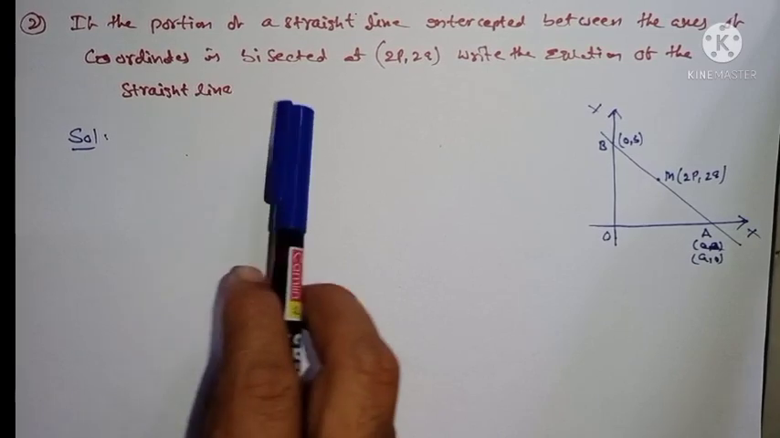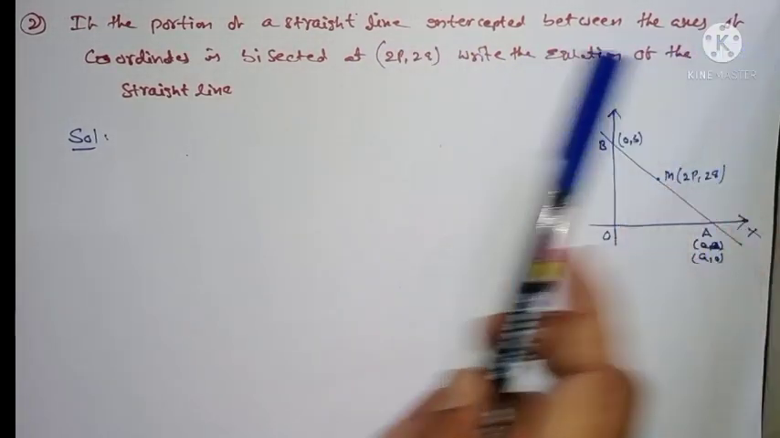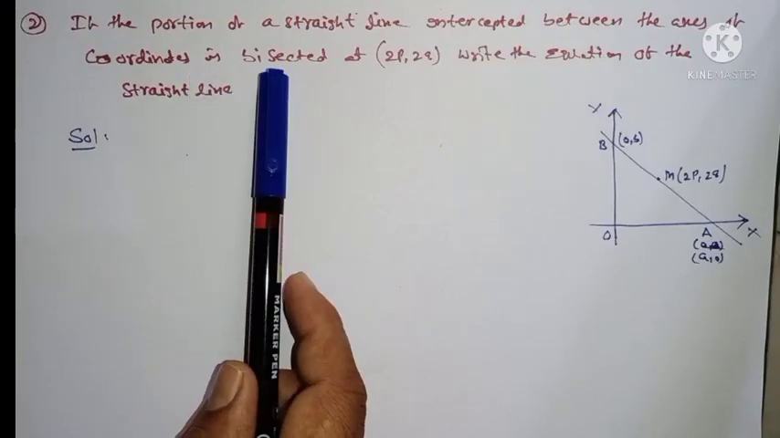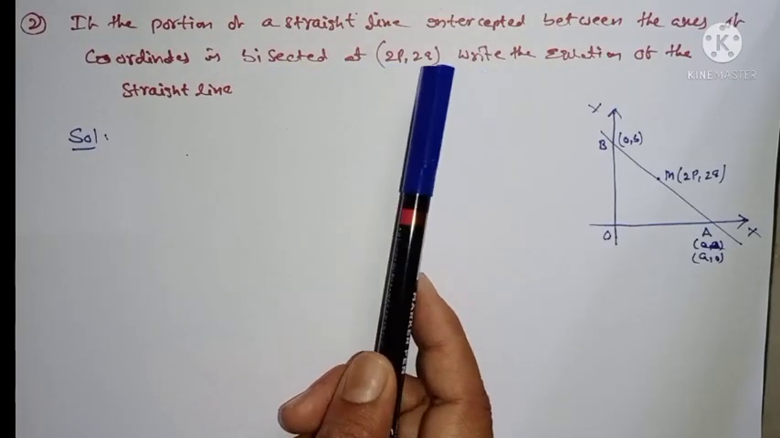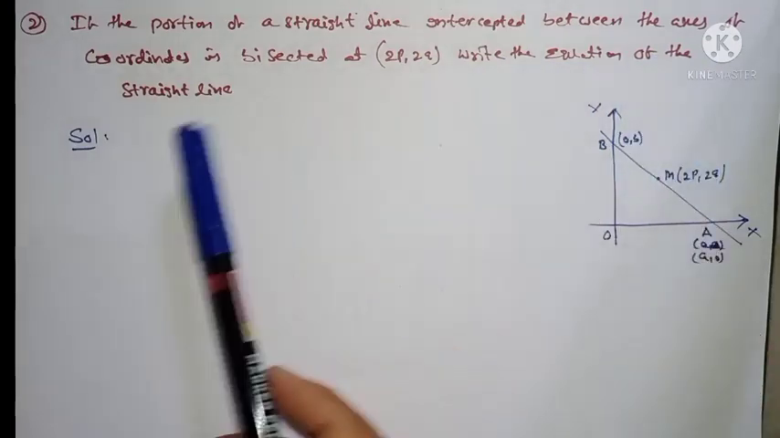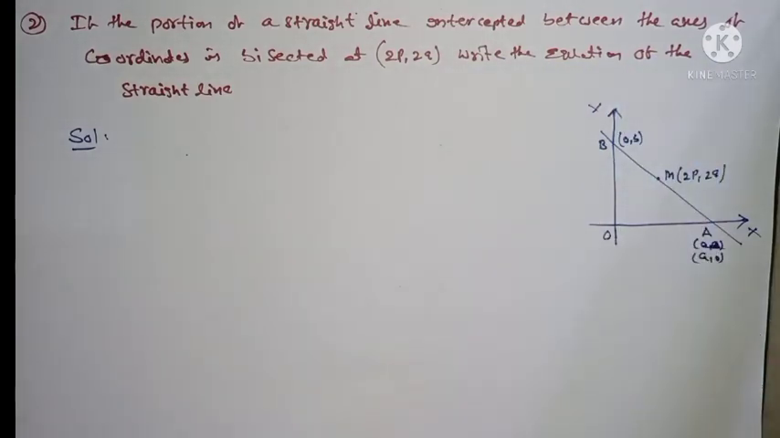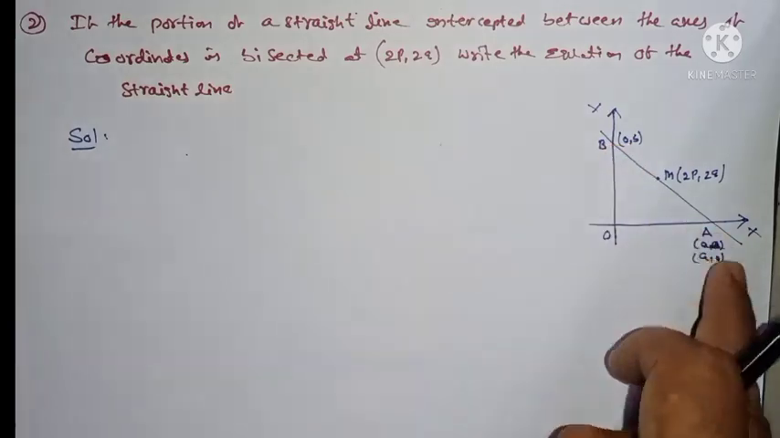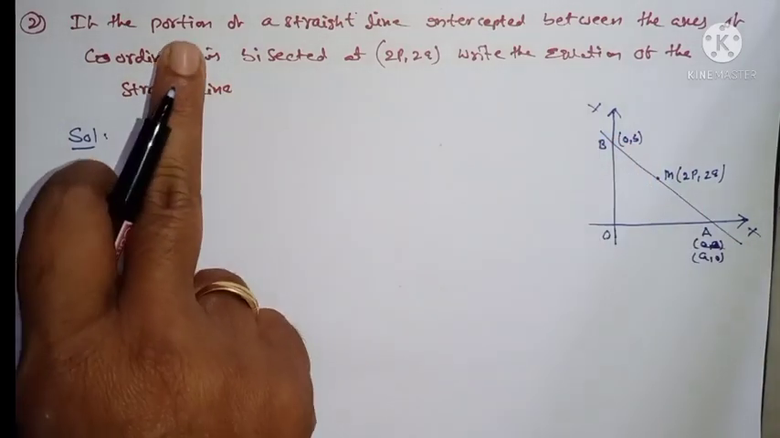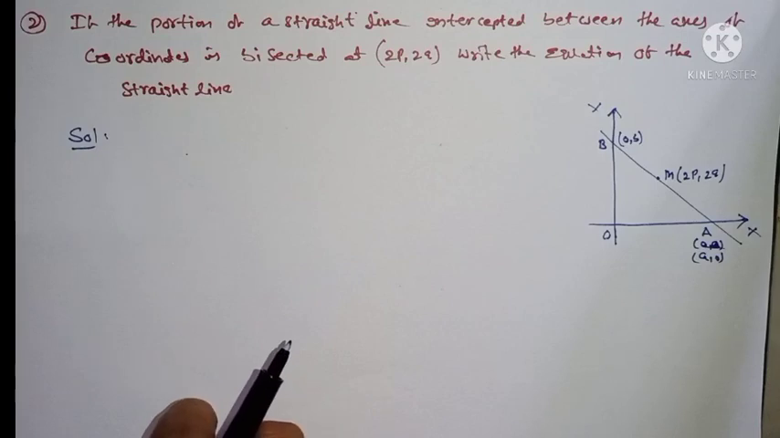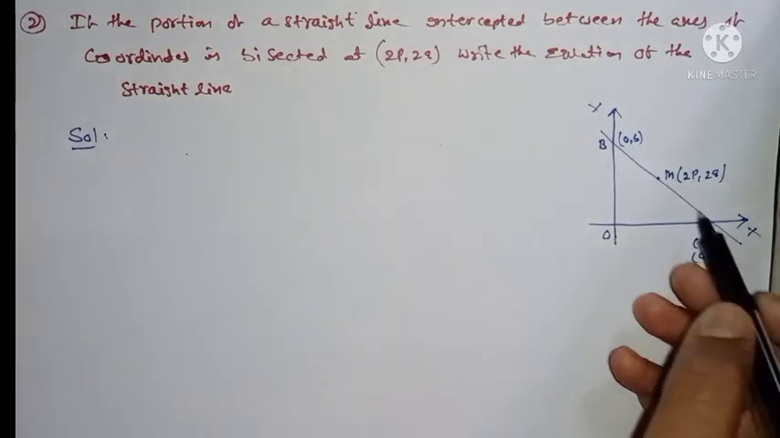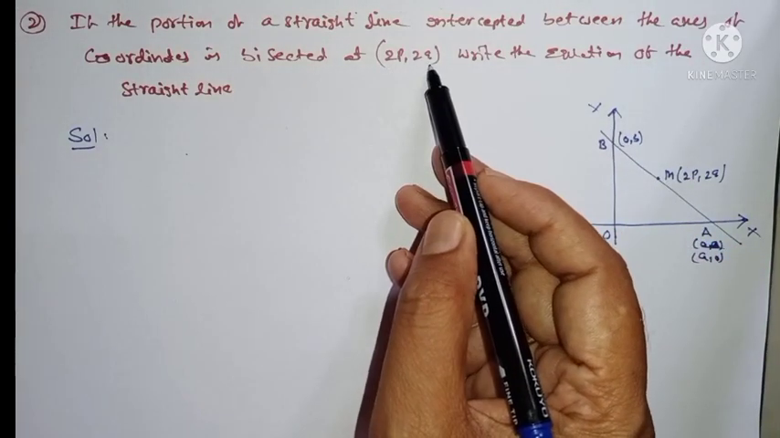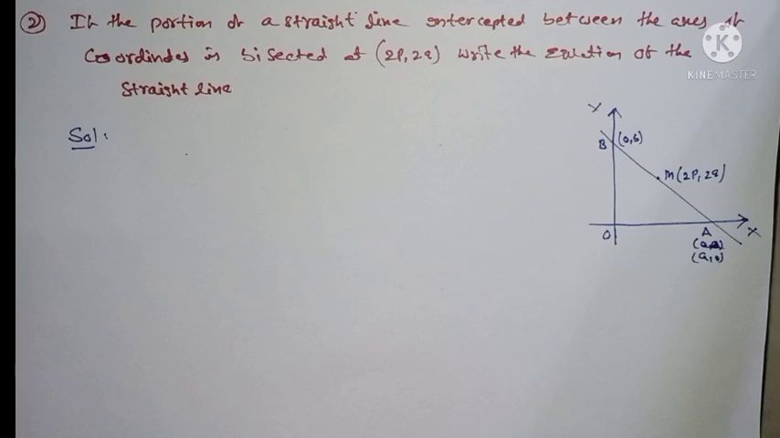If the portion of the straight line intercepted between the axes of coordinates is bisected at 2p comma 2q, write the equation of the straight line. It is given the straight line intercepts the x and y axes at a comma 0 and 0 comma b. Portion means on the x and y axes. Bisection means the midpoint of AB is M is equal to 2p comma 2q. Write the equation of the straight line. How can you solve this one?